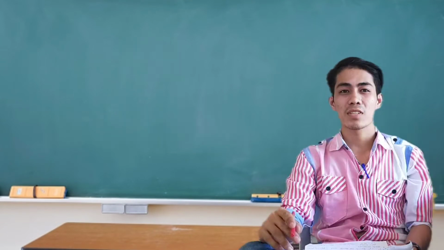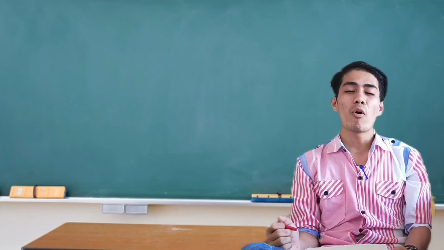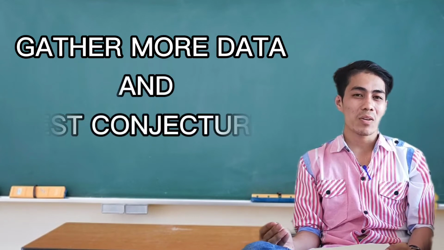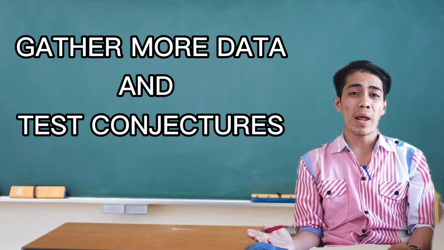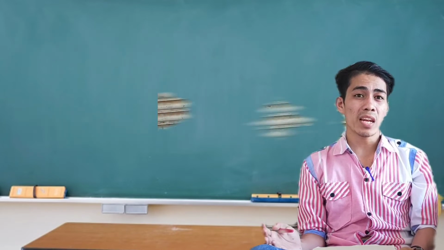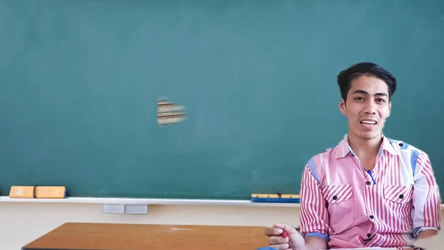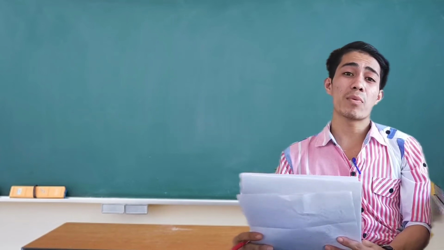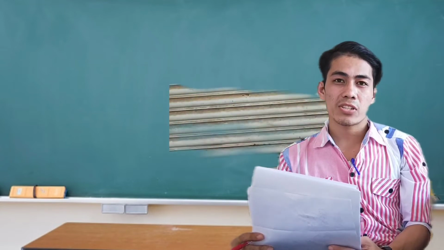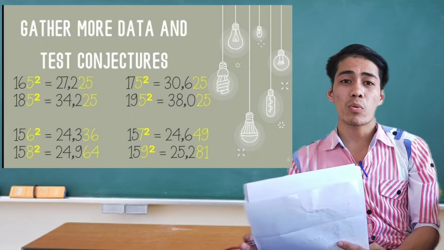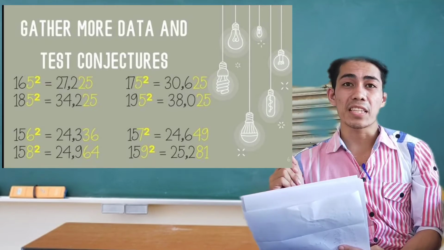For step number 5, we are going to gather more data and test our conjectures. We're going to apply it to 3-digit numbers, and to numbers where 5 is in the middle. Okay? Let's get started. In the example, we are given 165 squared, 175 squared, 185 squared, and 195 squared.